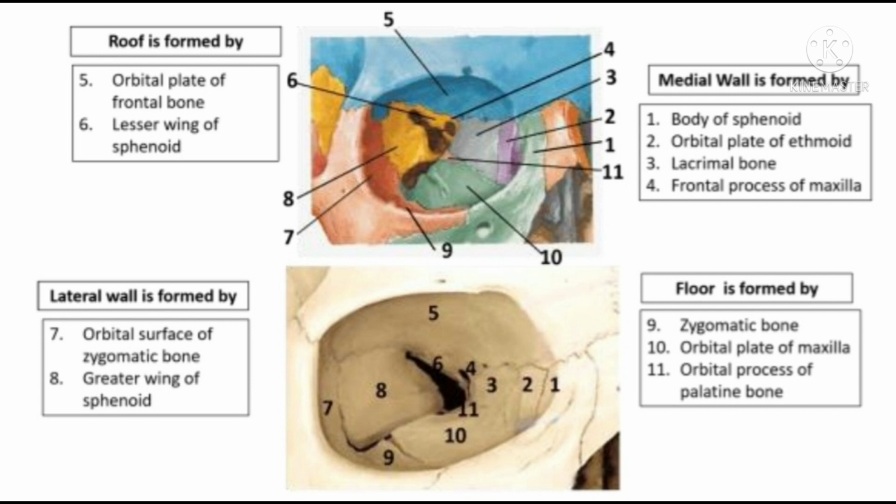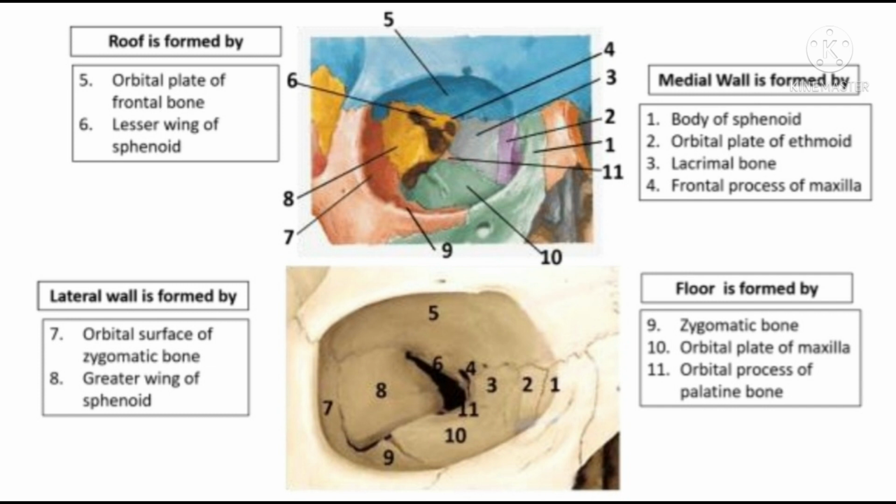Now the medial wall. The medial wall is the thinnest of all the boundaries, and is formed by the frontal process of the maxilla, lacrimal bone, orbital plate of the ethmoid, and body of the sphenoid. So the mnemonic for the medial wall is MLES. Here 4 represents the body of the sphenoid, 3 represents the orbital plate of the ethmoid, 2 in the diagram represents the lacrimal bone, and 1 in the diagram represents the frontal process of the maxilla. So here is the difference between the written part and the labeling.